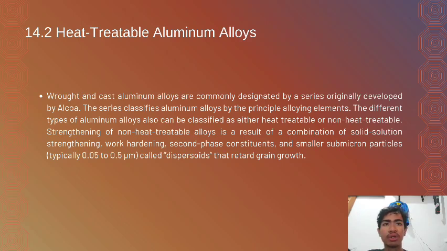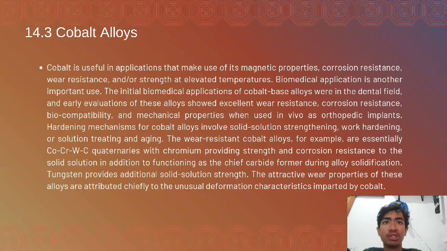The non-heat treatable aluminum alloys include pure aluminum, aluminum manganese alloys, aluminum silicon binary alloys, aluminum magnesium binary alloys, and other mixed selections of alloys. 14.3 The cobalt alloys. Cobalt is useful in applications that make use of its magnetic properties, corrosion resistance, wear resistance, and or strength at elevated temperatures. Biomedical application is another important use.